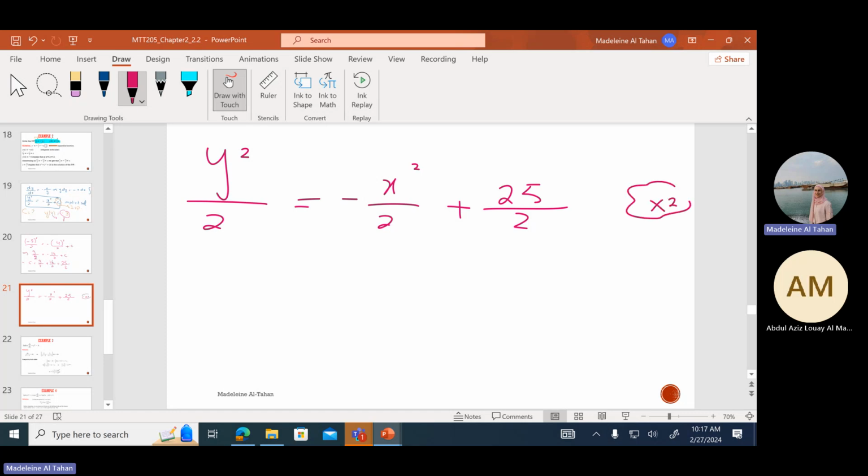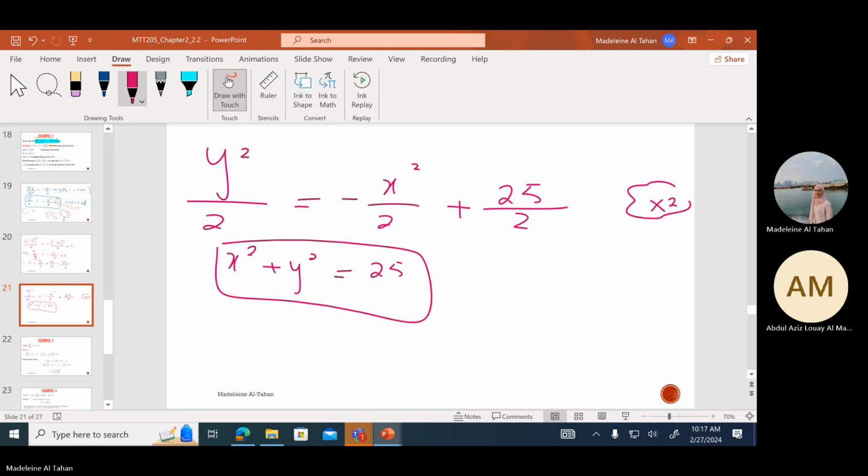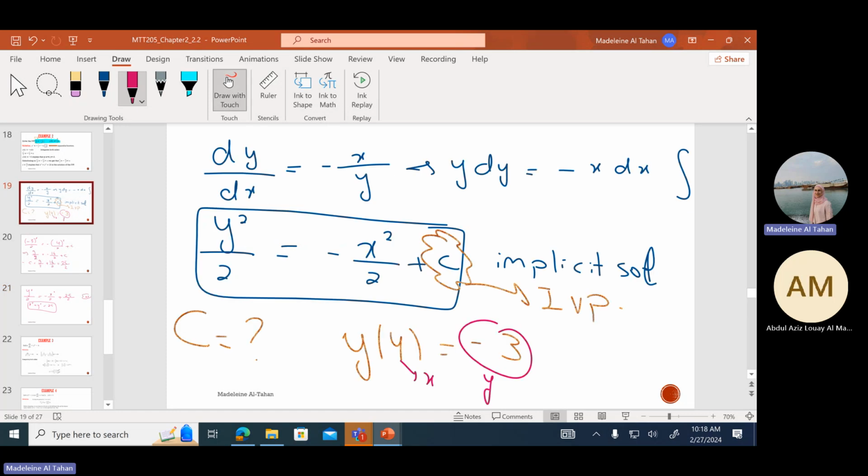Optional to continue it. If you want the shape of it to be better, it will be x squared plus y squared equals 25. But this one is also accepted. I multiplied by 2 and brought x and y together. If you want to keep it in this way, it's also correct. And this one, what do we consider, implicit or explicit? Implicit solution. So let's go back and explain it again.